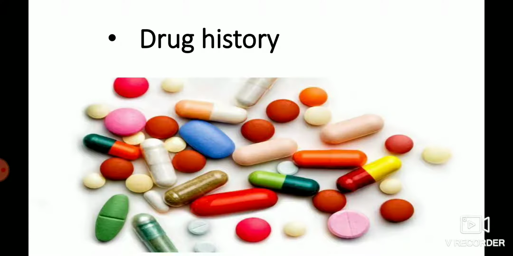Next is drug history. Even antibiotics like penicillin, which we commonly use in our dental procedures, can cause an allergy in patients. So you have to ask the patient regarding the allergy history, and also ask the patient who is on anticoagulant therapy like aspirin, especially cardiac patients who are taking those drugs.